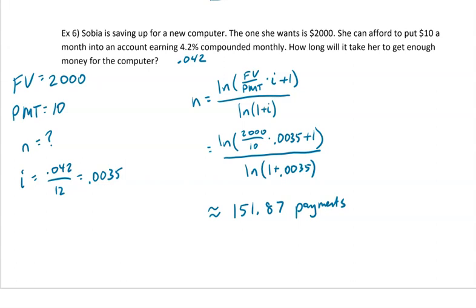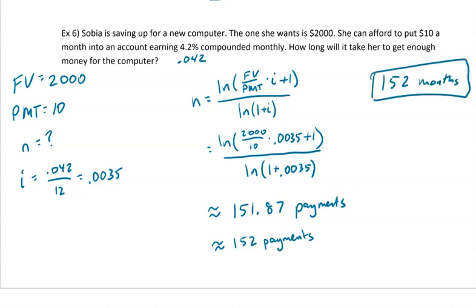All right, now we can't have a fractional payment, so we're going to go ahead and round this up to 152 payments. Now remember, the payments in this case were per month. So 152 months is how long it would take to actually build up enough to be able to buy that $2,000 computer.